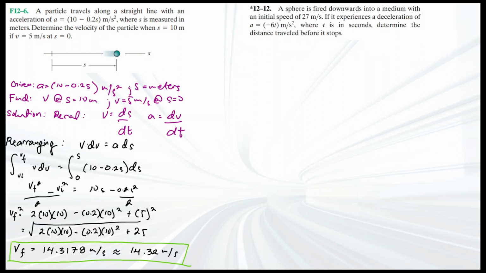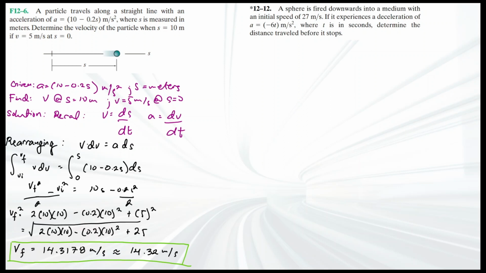So next up, we have a sphere that is fired downwards. So it's quite the opposite of the previous problem. Earlier we threw it straight upward, and now we're throwing it downward with an initial speed of 27 meters per second. We're also given an equation: the deceleration is represented as a equals negative 60t meters per second squared, where t is in seconds. Determine the distance traveled before it stops.